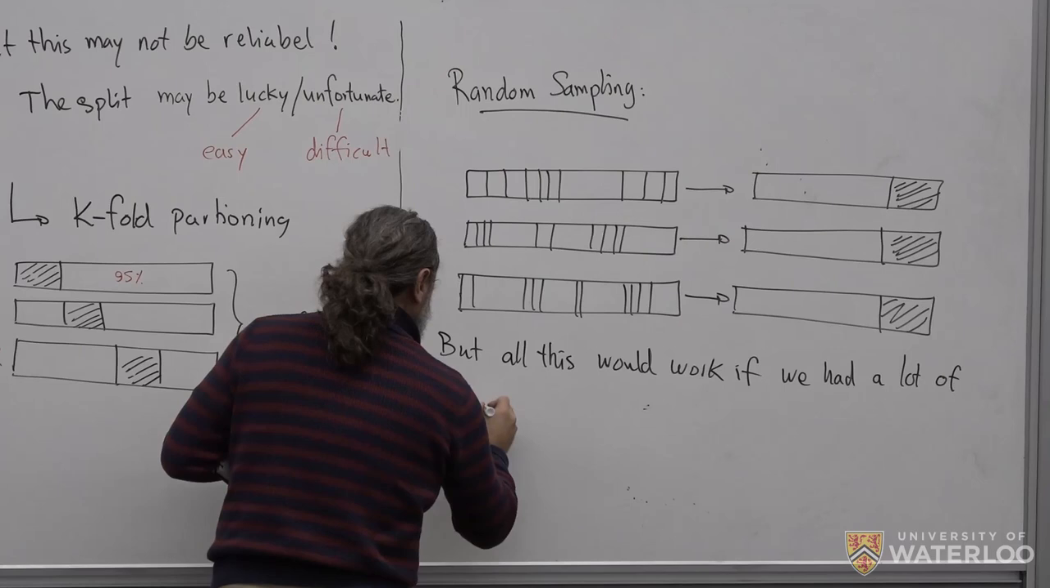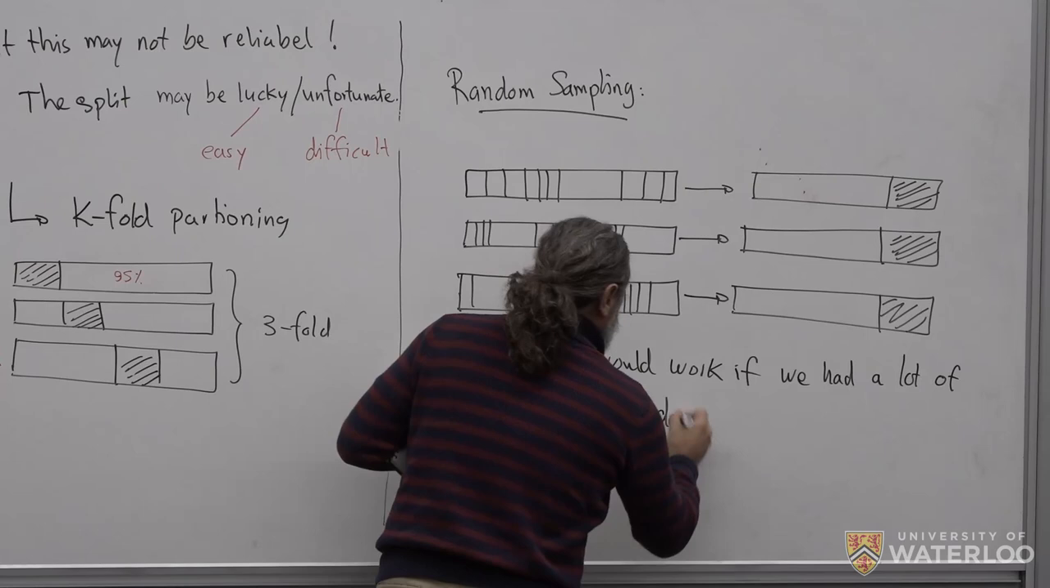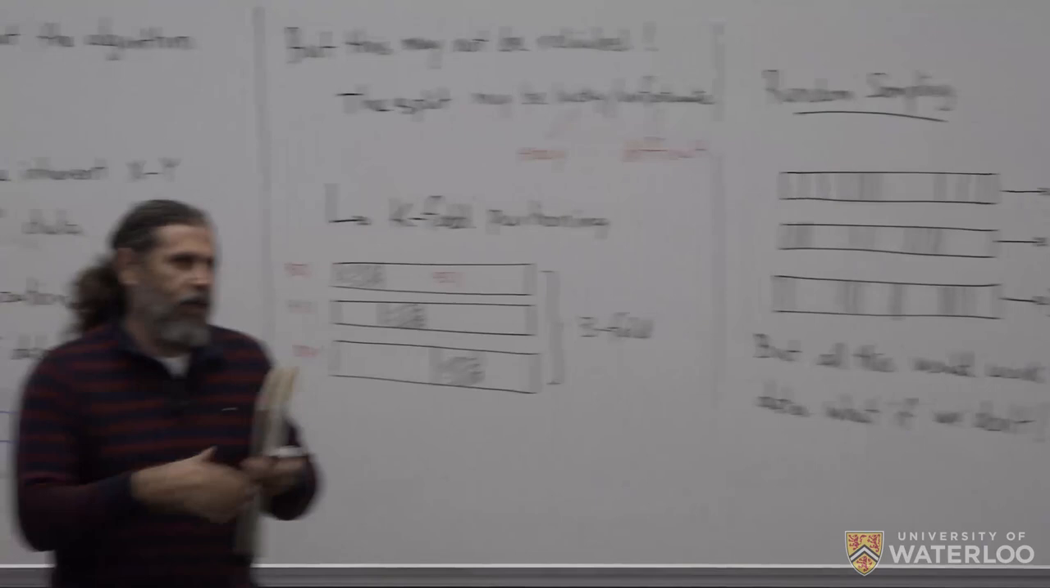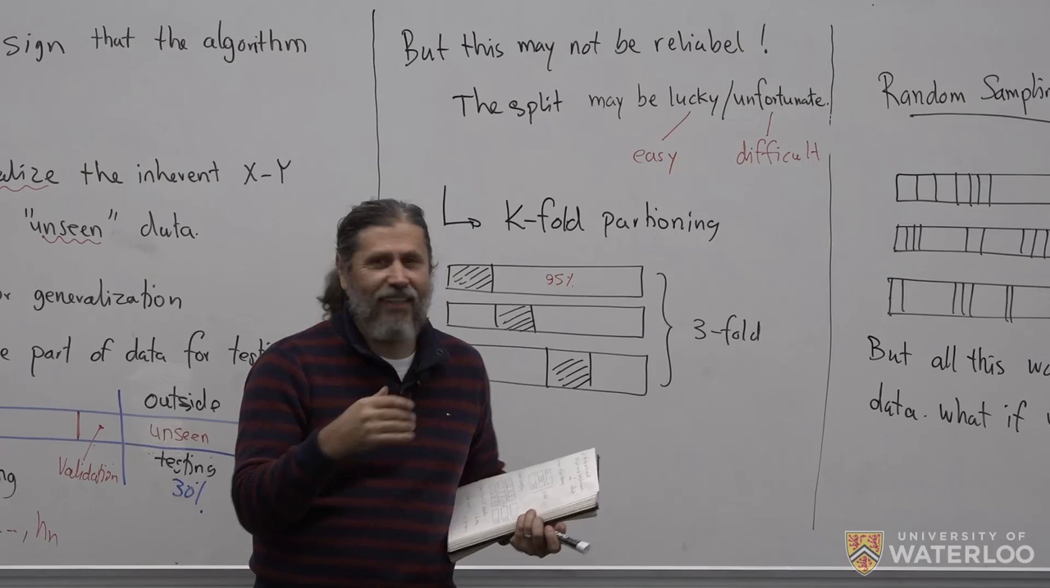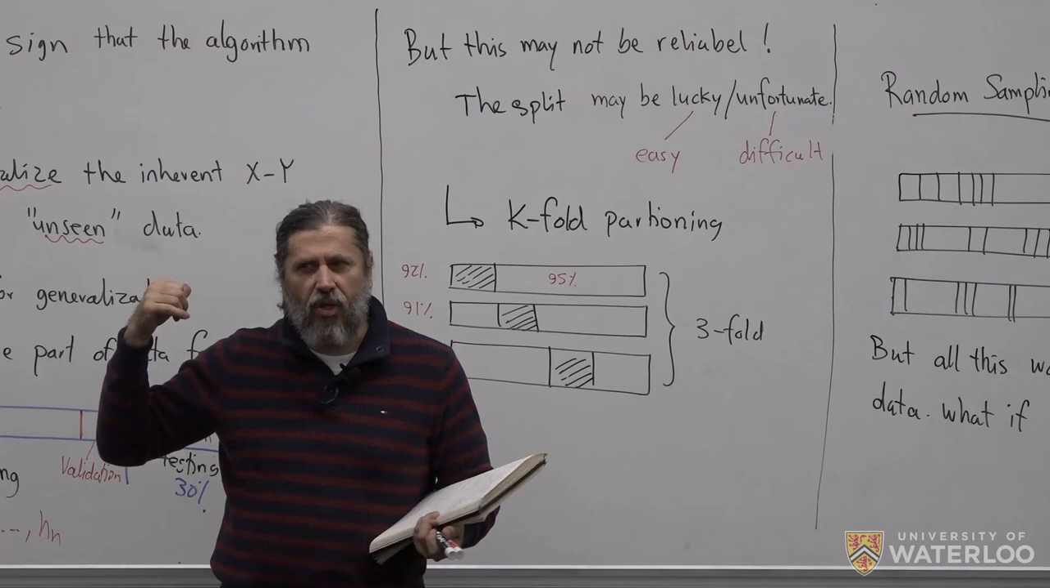What if we don't? So why? If we don't have enough data, we have other problems. How are you training something if you don't have enough data? But you may have enough data for training something, but you don't have enough data to do the k-fold cross-validation. For high-dimensional stuff, that happens a lot.